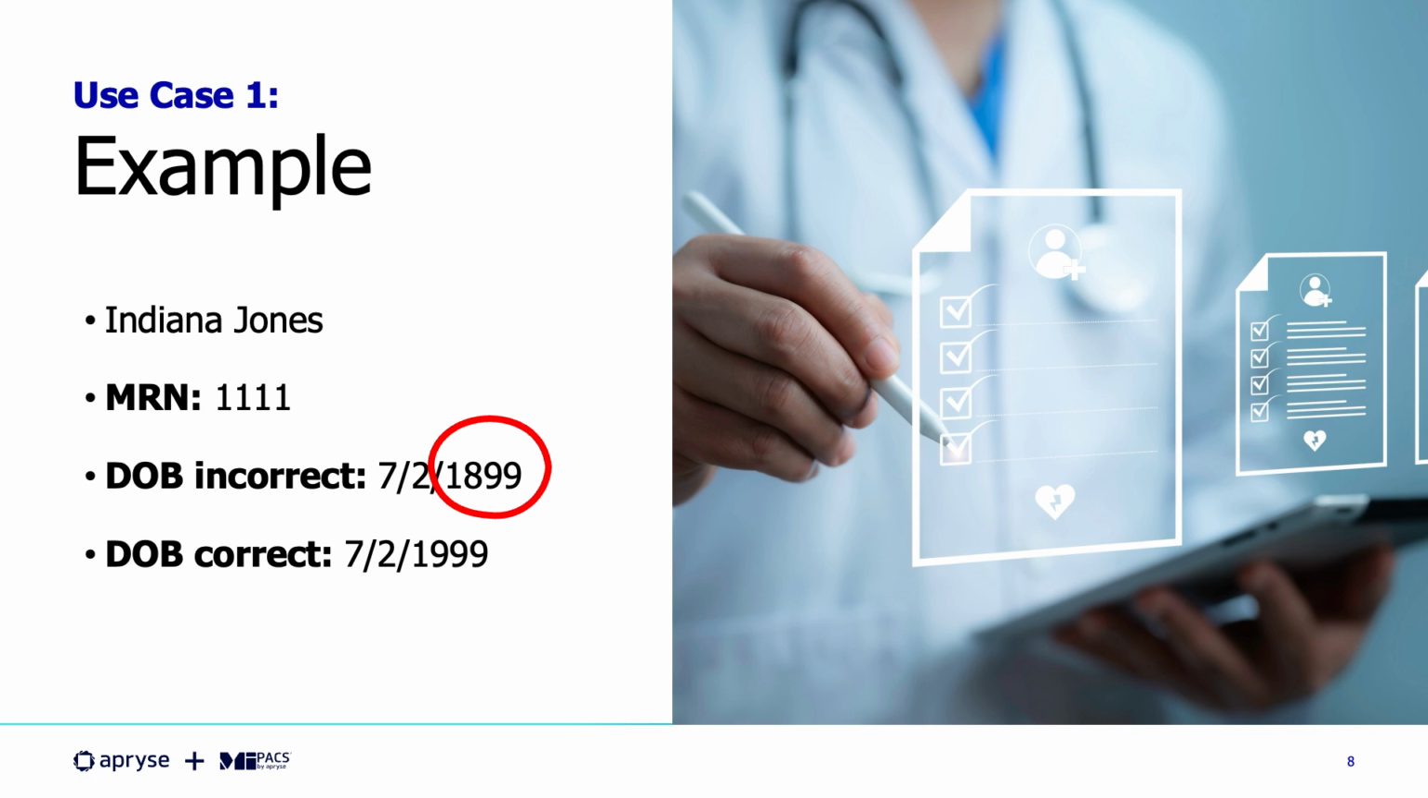Use Case 1. Edit patient information. In this first example, we will edit patient demographic information. Our patient is Indiana Jones. The patient ID is 1111. The date of birth is listed as July 2nd, 1899. The correct date of birth should be July 2nd, 1999.